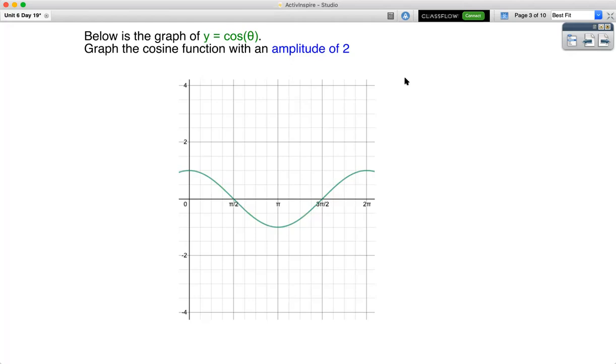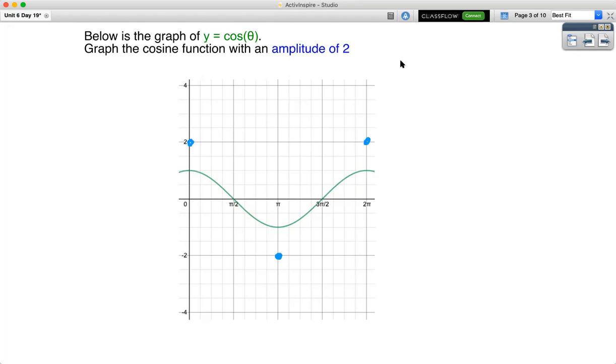So just to backtrack, I can tell with my y equals cosine theta that the height of this function is 1. That's how I know it's technically a 1 there. It's imaginary, but we see it. So if I wanted to graph a cosine function with an amplitude of 2, what would my height be? My height would be 2. That would mean my maximum values for this new function would be at 2, and my minimum value would be at -2.